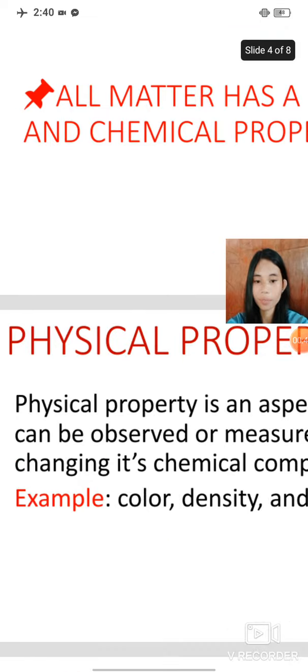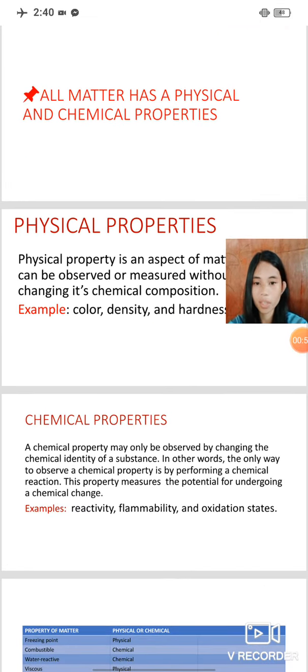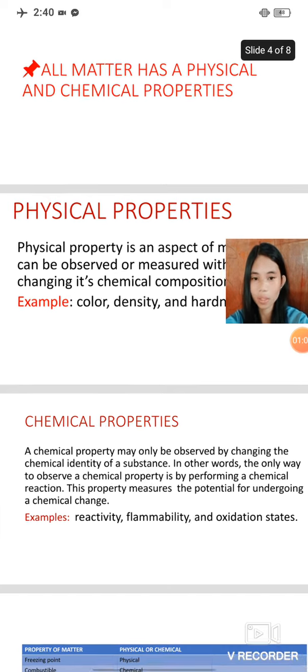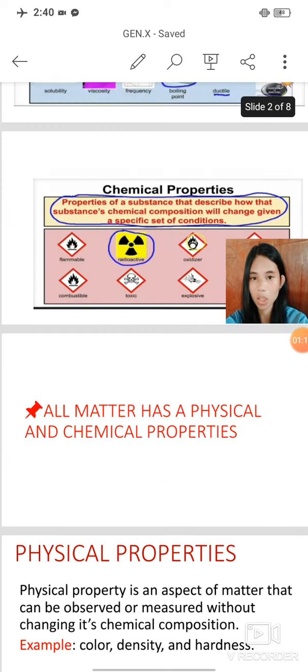And then, a chemical property may only be observed by changing the chemical identity of a substance. In other words, the only way to observe a chemical property is by performing a chemical reaction. This property measures the potential for undergoing chemical change. So examples are reactivity, flammability, and oxidation states.